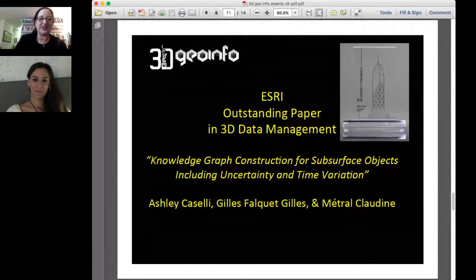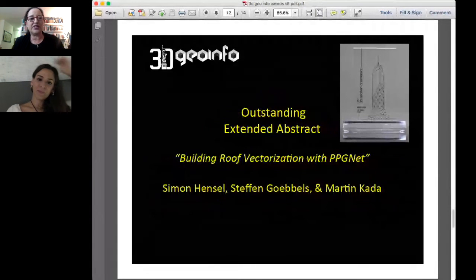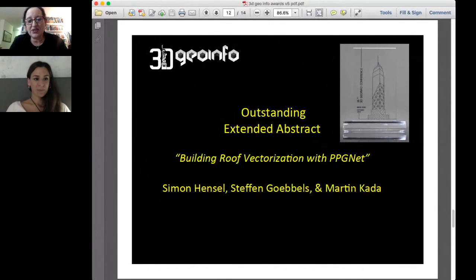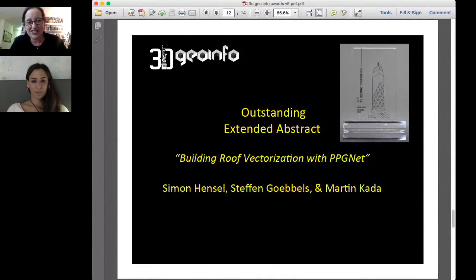So well done, everybody. And now for our two big awards, the Outstanding Abstract Award on Building Roof Vectorization with PPG Net goes to Simon, Stefan, and Martin. Well done.